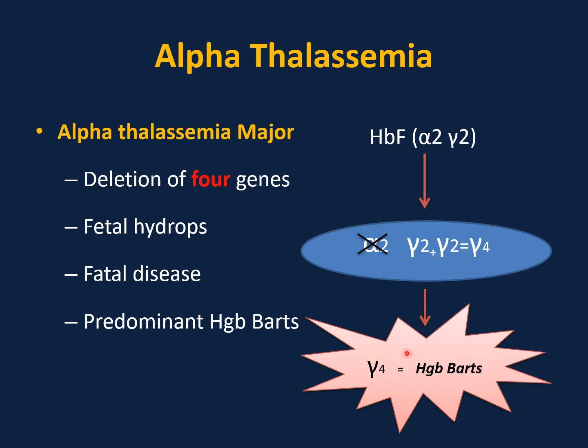And when you have lots of hemoglobin Barts, this will destroy the hemoglobin F in utero and will cause fetal hydrops, and this is a fetal disease, and the baby will be born dead and with prominent hemoglobin Barts in the hemoglobin electrophoresis. So this is the most severe form.